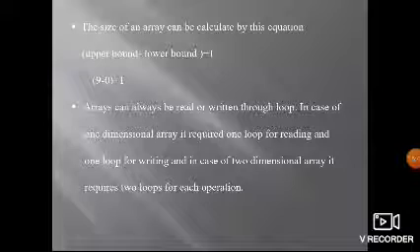Arrays can always be read or written through loops only. In the case of a one dimensional array, one loop is required for reading and one loop for writing. In the case of a two dimensional array, two loops are required for each operation, so two loops for reading and two loops for writing. For two dimensional arrays, we have to use a nested for loop.